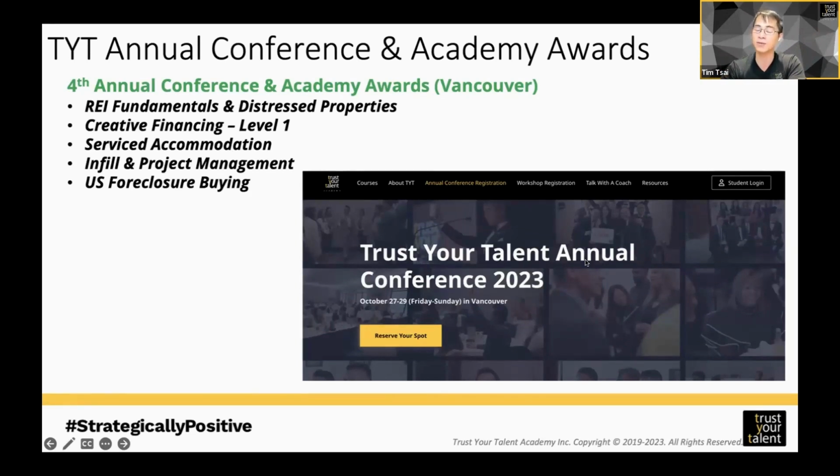Creative financing, level 1, as I mentioned, focuses on joint venture partnership structures as well as registered funds, especially for Canadians. And then we have serviced accommodations, which is what we're discussing today. Infill and project management for people that are intermediate and more advanced that are thinking about building. However, they might want to start with a smaller property first, just so that they can get their feet wet.